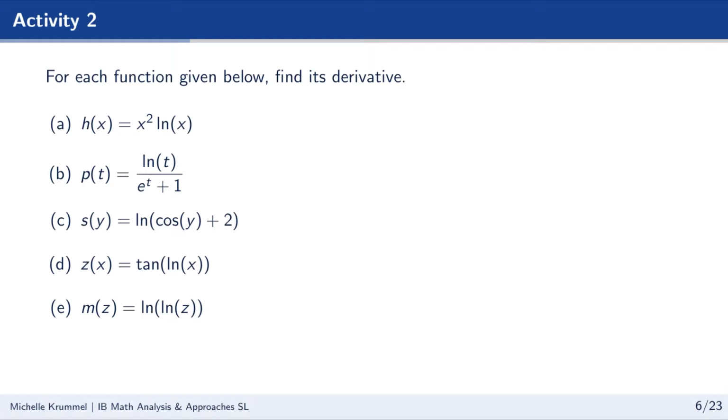So the first one, h of x equals x squared ln x, we're going to use the product rule. H prime of x, so it's the derivative of the first, which would be 2x, times the second factor, ln x, plus the first factor, x squared, times the derivative of the second factor, which would be 1 over x. And we can simplify that a bit. So it's 2x ln x plus x, because x squared times 1 over x is just equal to x.